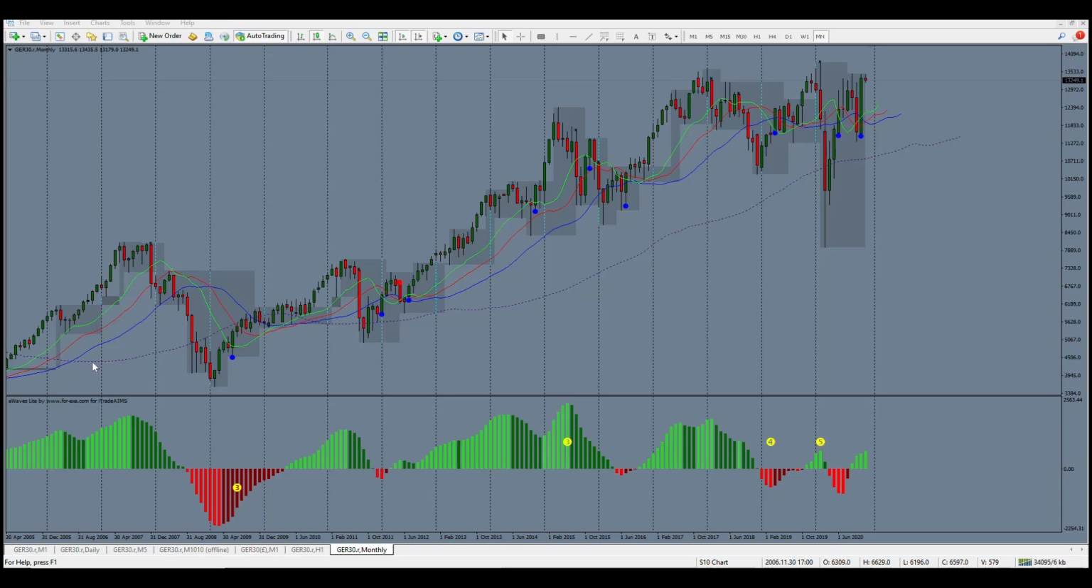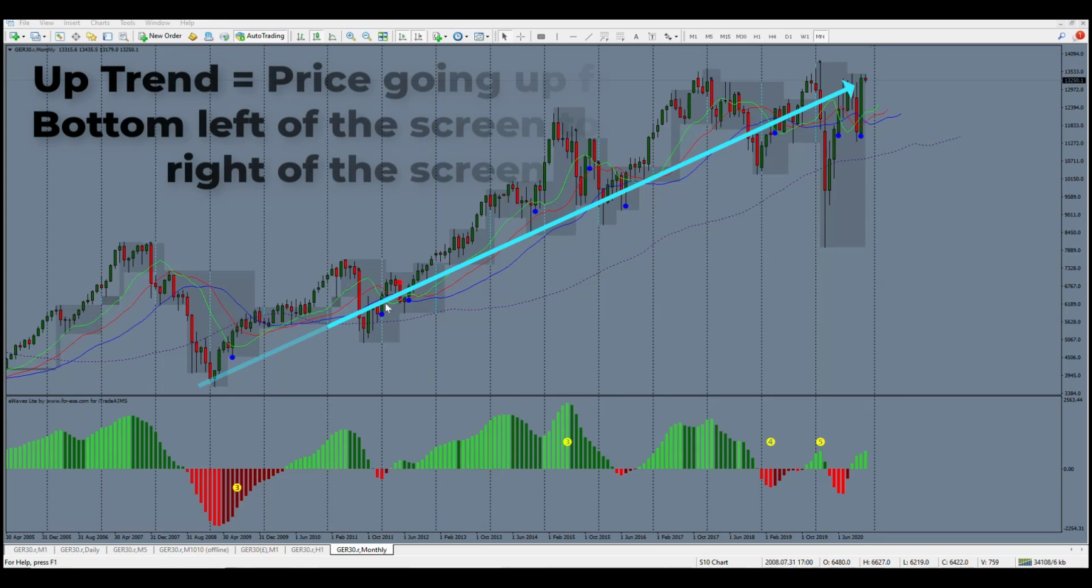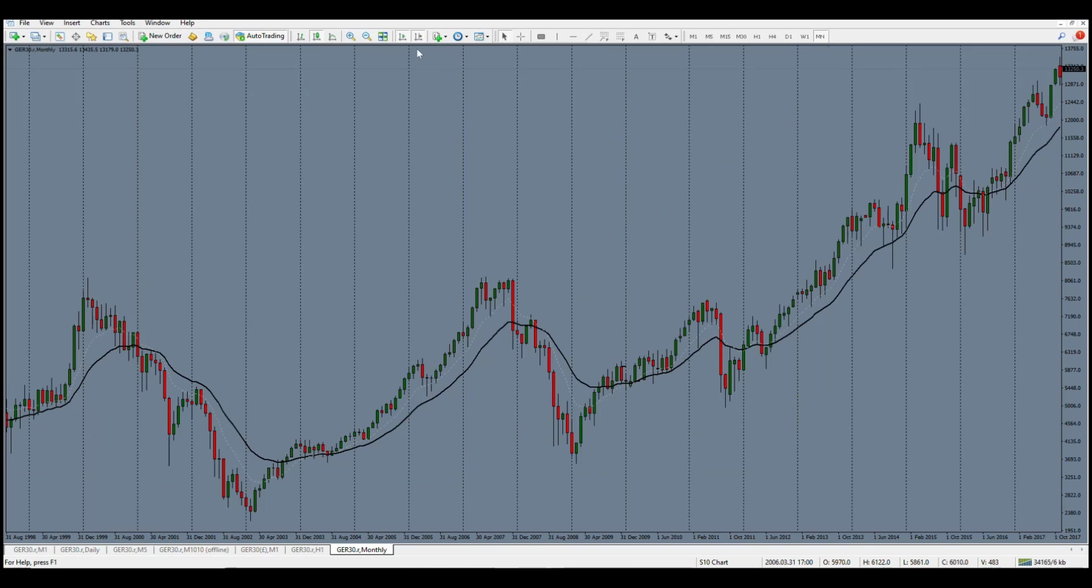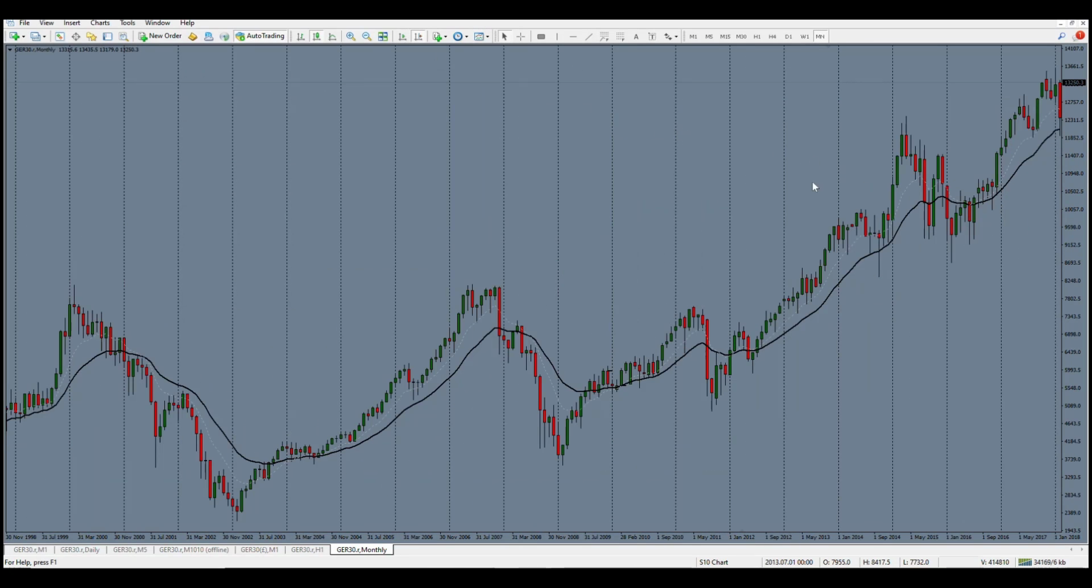Look at the price. If the price is going from the bottom left of the corner to the top right of the corner, that's the simplest way of looking at the chart. For example, when the chart was over here and you saw this and you look towards the right of the chart, you can see that the trend is up. There are other parameters that you can use as well.